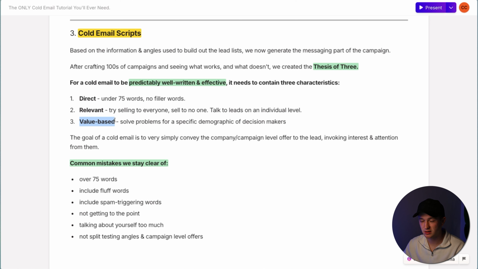I say that it's the hardest one because the hardest part of being valuable and getting paid is solving some sort of problem. If you solve the problem, you're going to get paid, but that's where the hard part comes in: solving problems for a specific demographic of decision makers. If you have all 3 of these, I guarantee you your cold email script will work. Now, the goal of the cold email is very simple, and that's to convey the company or the campaign level offer. Whether it's saying, we do this, that's our company level offer, we get this amount of leads in this amount of days, or the campaign level offer, which is like the lead magnets, the stuff that you offer.